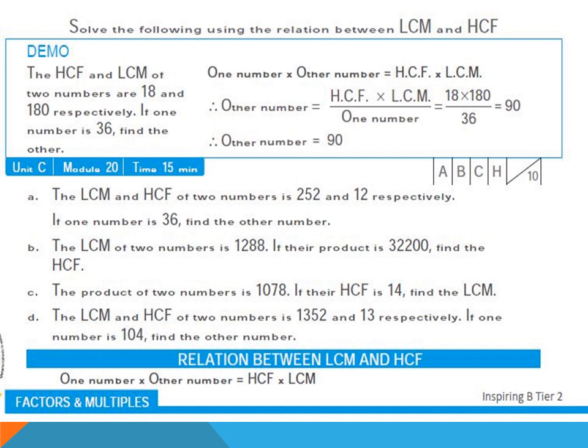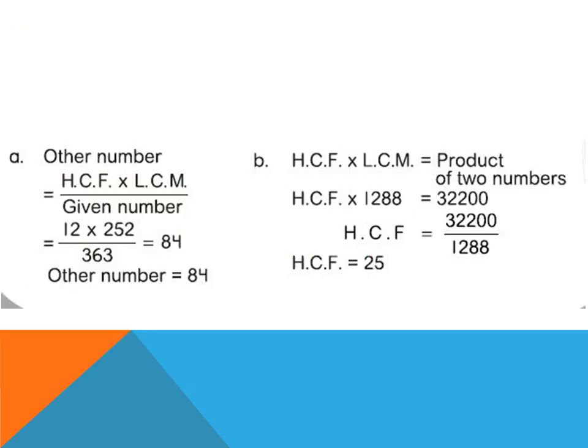In the same way, pause the video for 15 minutes and do all the 4 problems in module number 20. Now let us move on to the answers. So these are the answers to question number A and B. Simply use the equation, that is one number into the other number equal to HCF into LCM, and these are very easy to find answers. Pause the video if you require more time and note down the answers.